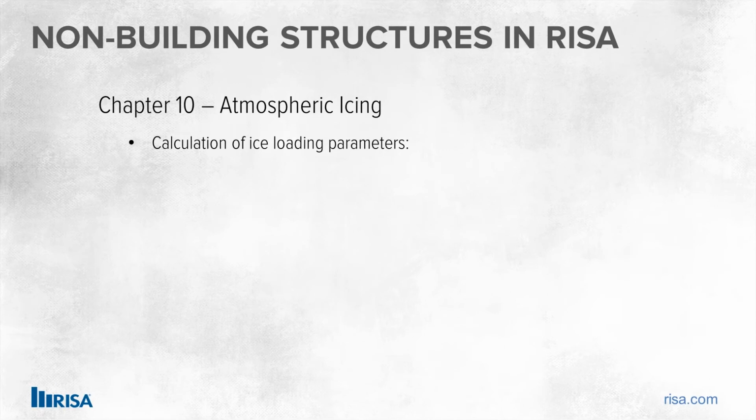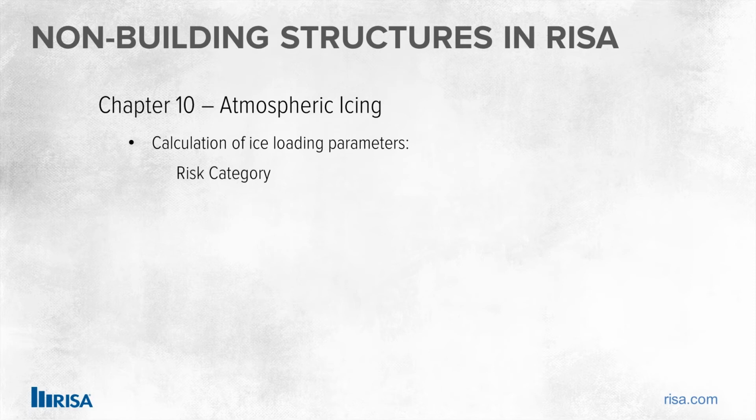In this example, we're going to have to go back into Chapter 10, because we're in the Midwest and you can get icing effects on these lattice-type structures in the Midwest. And so under Chapter 10, we're going to have to calculate the atmospheric icing forces. For that one, we have the following parameters that we need to calculate.